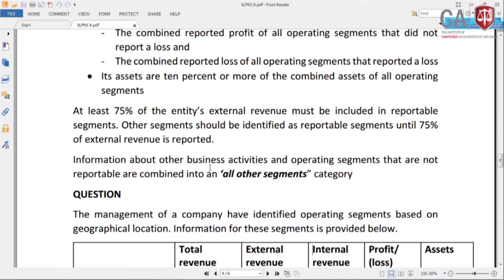It says at least 75% of the entity's external revenue must be included in reportable segments. Other segments should be identified as reportable segments until 75% of external revenue is reported. Information about other business activities and operating segments that are not reportable segments are combined into an all other segments category.